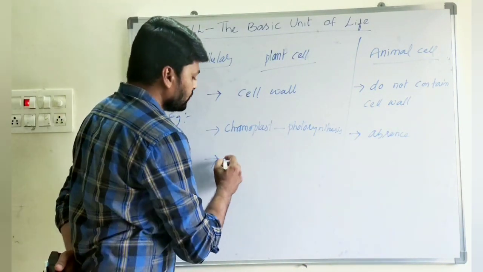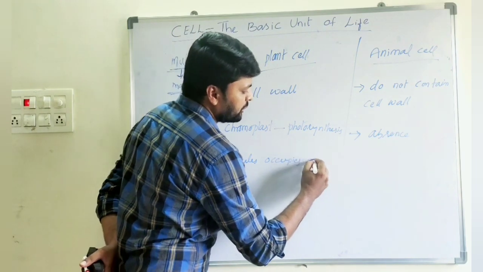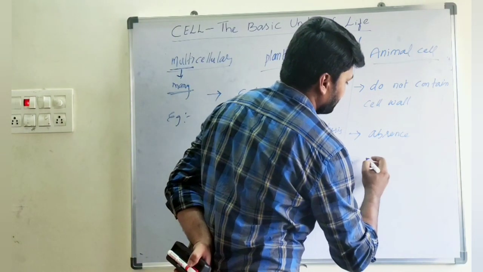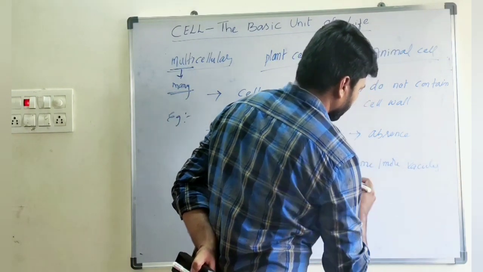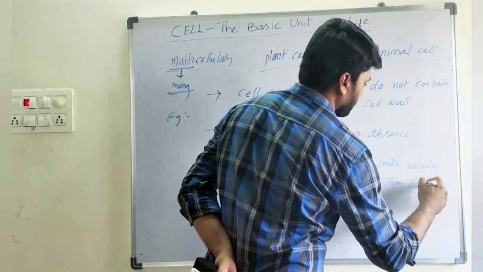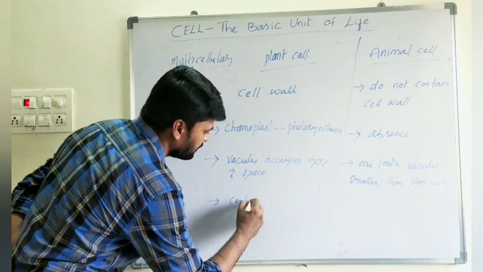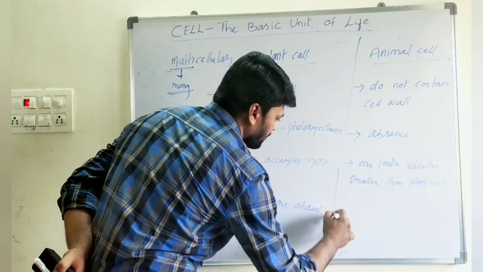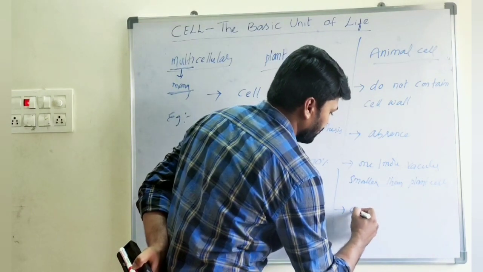Plant cell contains a large vacuole, which occupies almost 90% of the space. Animal cell contains one or more vacuoles, smaller than in the plant cell. In the case of the plant cell, centrioles are absent. Centrioles are helpful for cell division. In animal cells, centrioles are present.